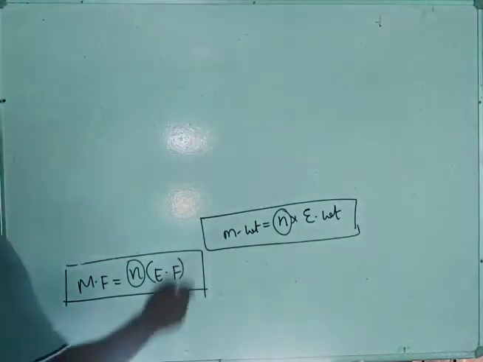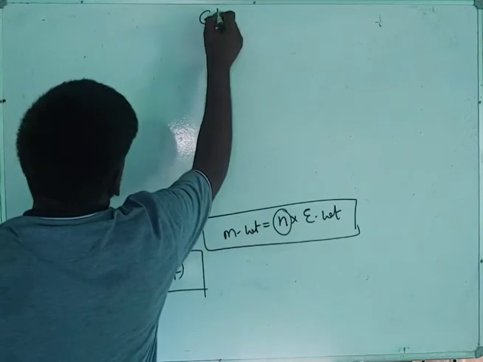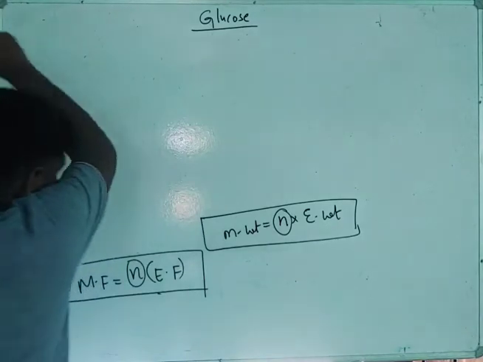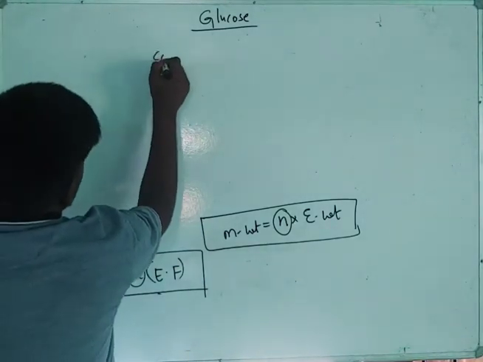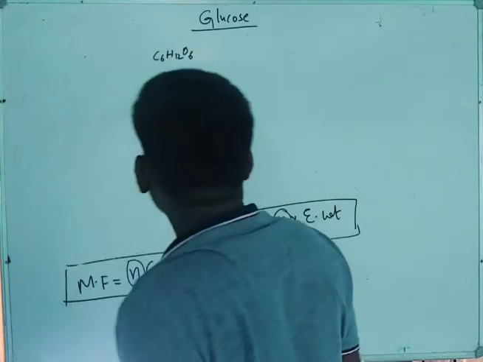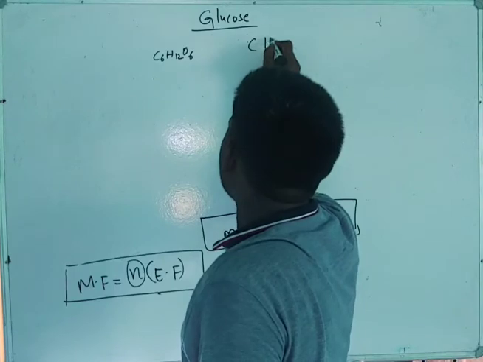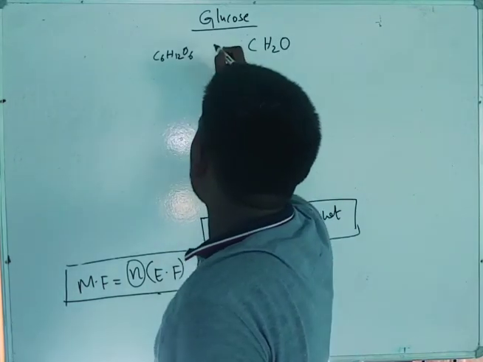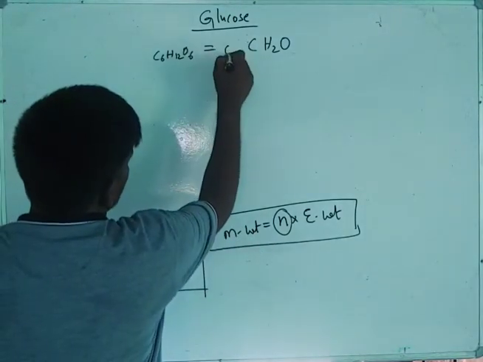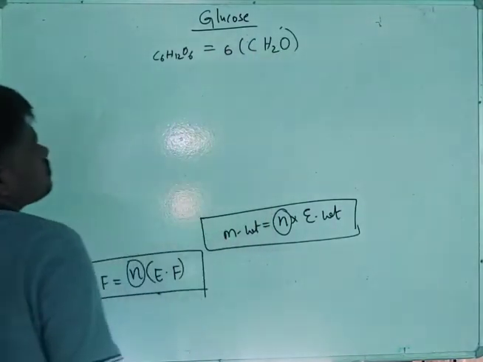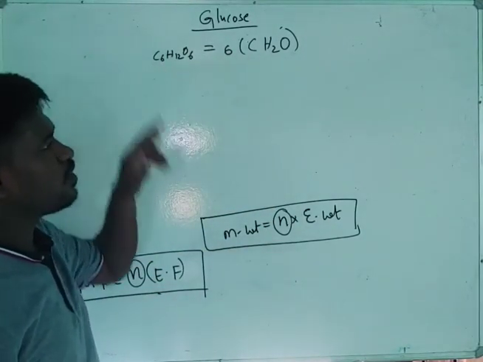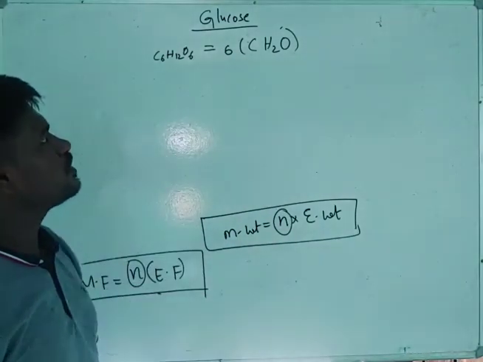I will give you one example. You take glucose compound. So now for glucose, molecular formula C6H12O6. And what about the empirical formula of the glucose? CH2O. Now these two are equal when it is multiplied with 6. When the empirical formula of glucose is multiplied with 6, we can get its molecular formula. So here N equal to 6.